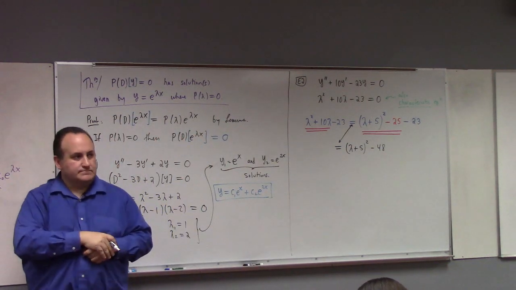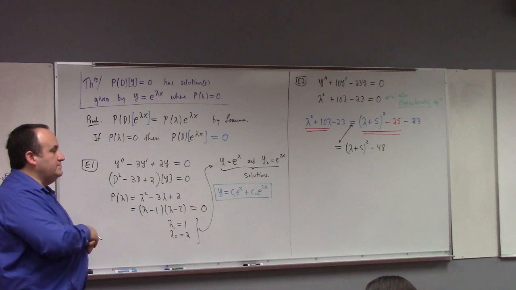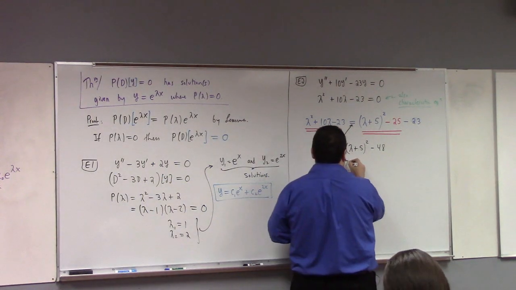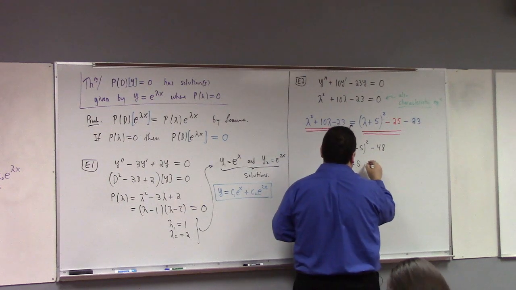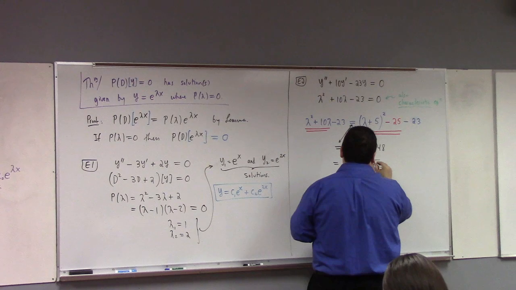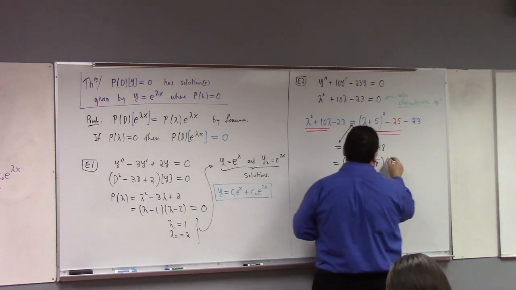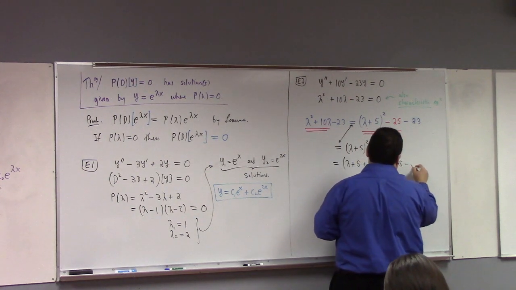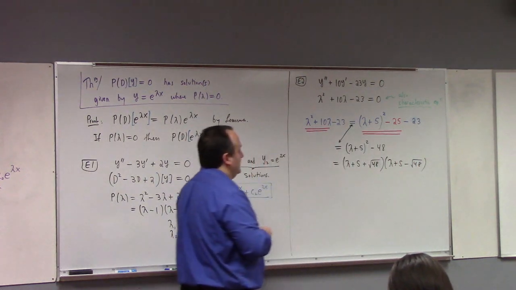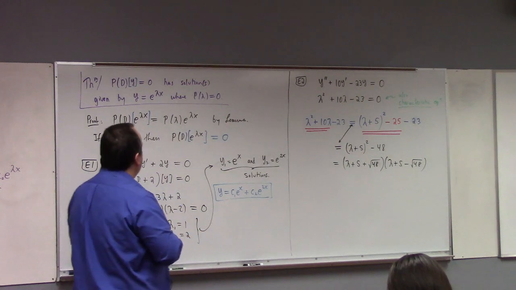All right. And then what? Well, then this factors as follows: lambda plus 5 plus the square root of 48, oops, 48, lambda plus 5 minus the square root of 48. What am I doing there? I'm doing the difference of squares formula, right?